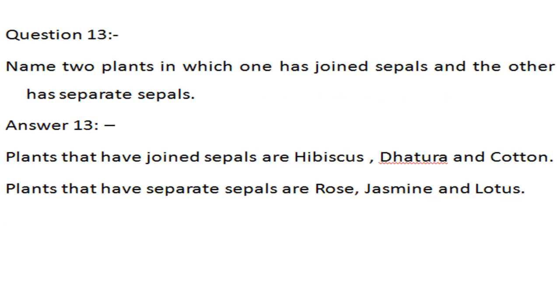Our next question is question number 13. Name two plants in which one has joint sepals and the other has separate sepals. So the answer to this question is, plants that have joint sepals are hibiscus, dhatura and cotton. Plants that have separate sepals are rose, jasmine and lotus.